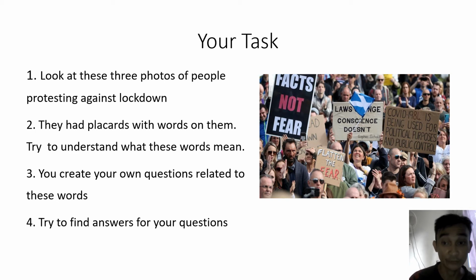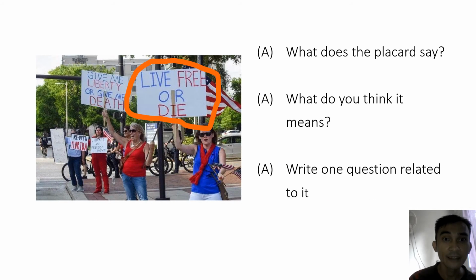So let's look at the first photo. When you look at this photo, the first question: what does the placard say? There's a placard here in the orange circle. What does the placard say? It says something here, and what do you think it means? And write one question related to this phrase written on this placard.